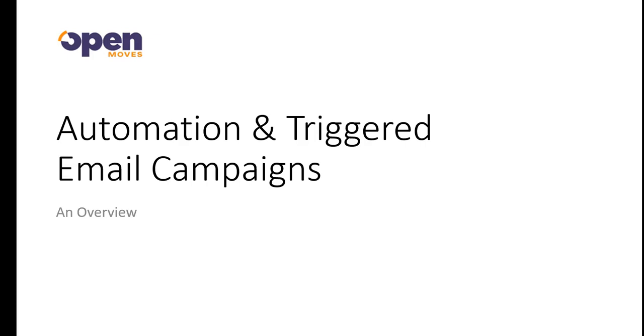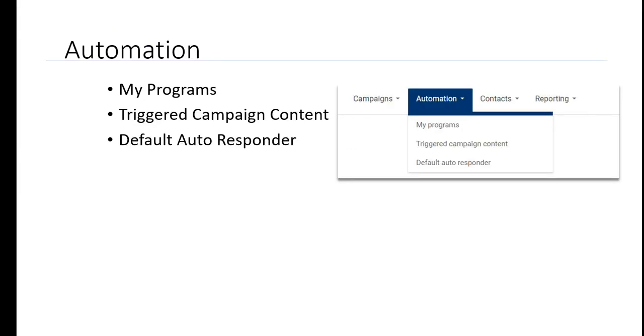Welcome! In this video we will be reviewing automation in OpenMoves, including programs, triggers, and autoresponders. Under automation in the navigation we have My Programs, Triggered Campaign Content, and the default autoresponder. First, let's start with My Programs.